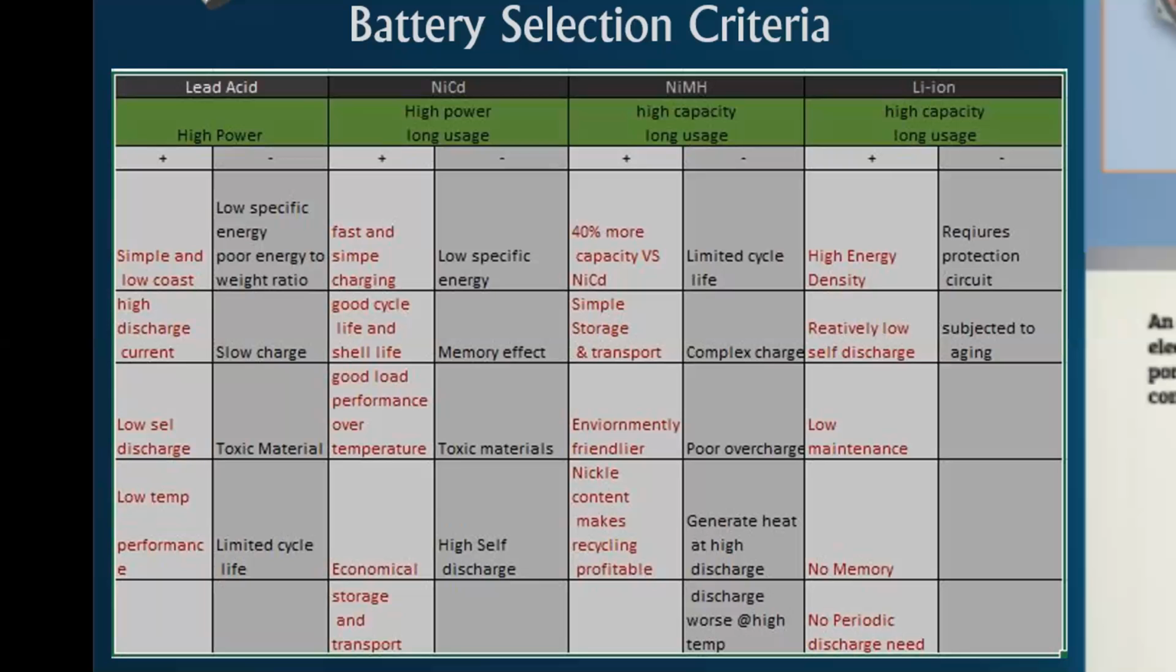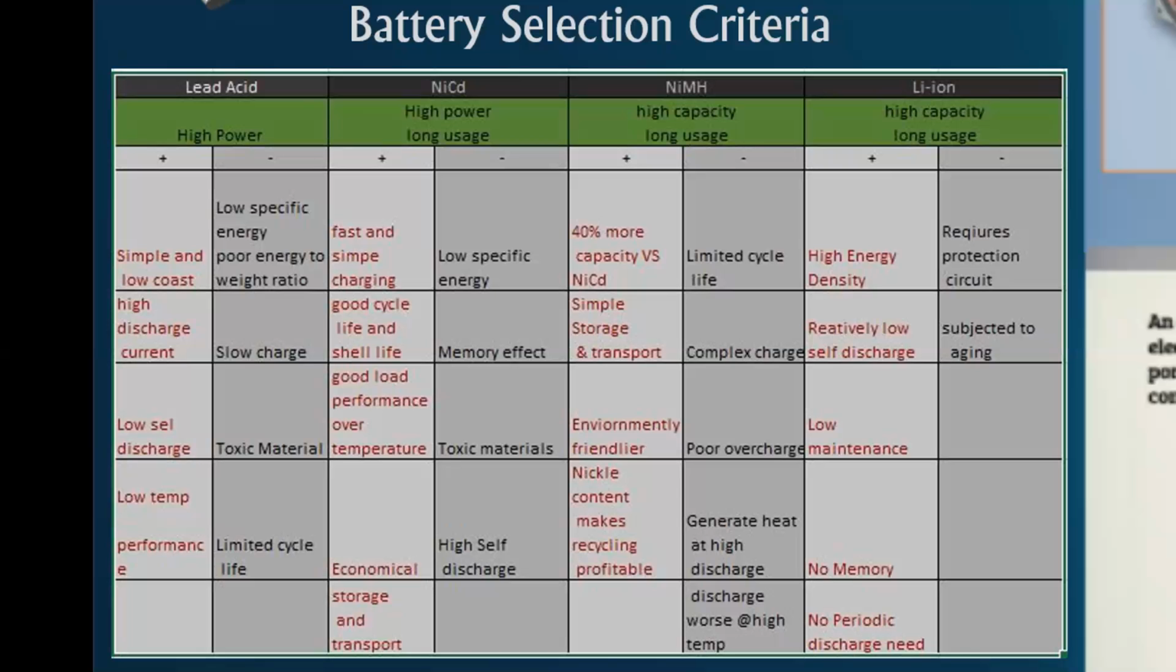It also takes a long time for charging, and the material used in this battery could be toxic for the environment, and it also has a limited cycle life. So if we move on to the nickel cadmium, it is fast, simple, and it has good cycle and cell life. It also provides good load performance over temperature, in case of high load and operating temperature.